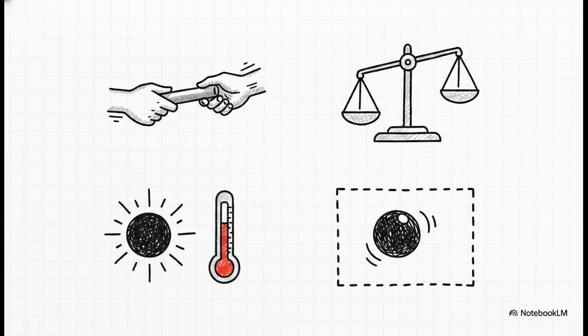Now, to find that proof, we need to know what we're dealing with. We're focusing on two distinct types of fields here. First up, electric fields. These are created by electric charges, which come in two types, positive and negative. Second, we have magnetic fields. These are created by magnets, which also have two distinct ends, but we call them poles, specifically the North Pole and the South Pole.